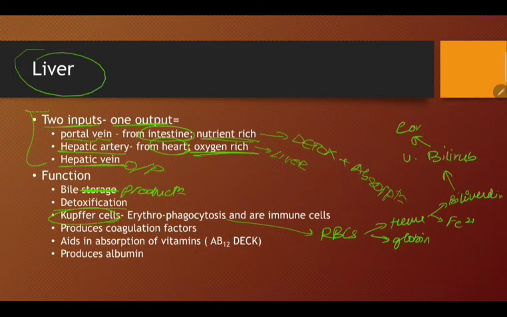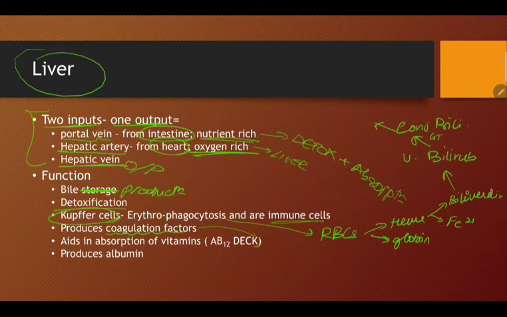It gets conjugated in the hepatocytes using glucuronyl transferase, and it forms conjugated bilirubin, which then proceeds into the gut and into the blood flow. So that helps with erythrophagocytosis, and there are also immune cells, which is an important part of the immune system. Moreover, liver produces coagulation factors, specifically coagulation factors which are vitamin K dependent. It also aids in absorption of vitamins.